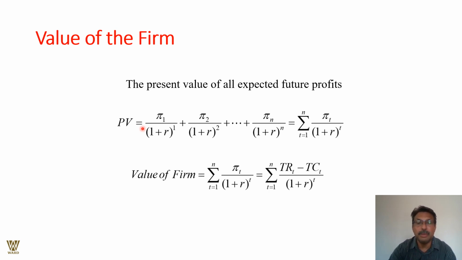So the value of the firm is the summation of the amounts received over a period of time and the applicable rate. Remember, the amount received is to be divided by 1 plus the rate of return, to the power of the time equivalent. On the other hand, the other way of representing it is total revenue minus total cost. This is the amount that is received, right?